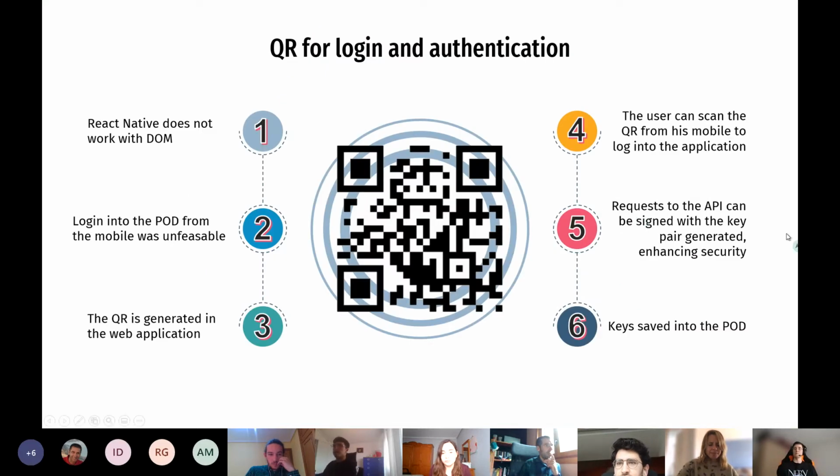Okay, yes, using React Native for the mobile application was a risky play, but we didn't notice until it was too late. One of the main disadvantages of native is that it doesn't work with a document object model, so every React library that uses DOM does not work on native. The real problem was logging into the pod. We could not use the in-group libraries, and there doesn't exist a React counterpart.